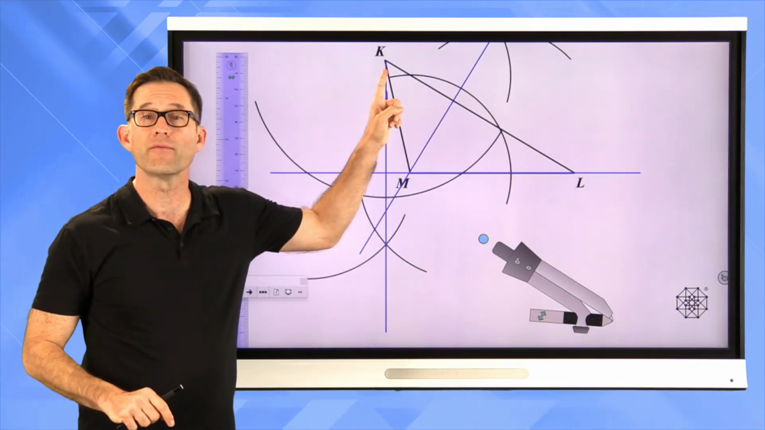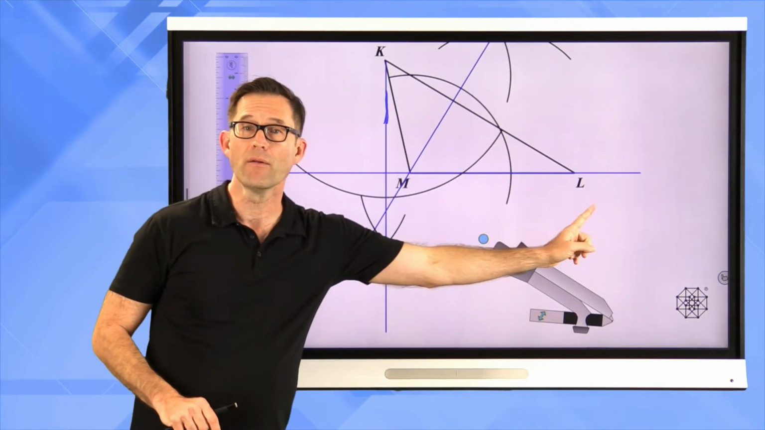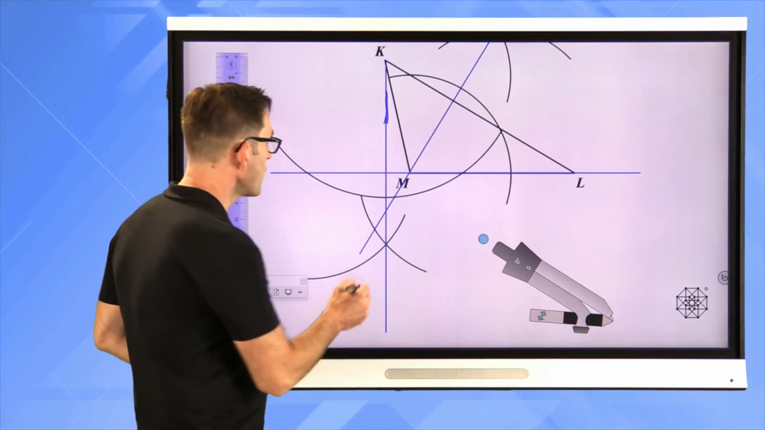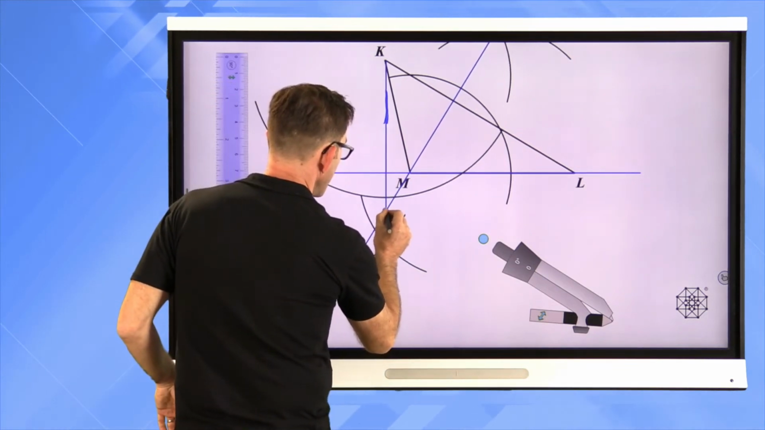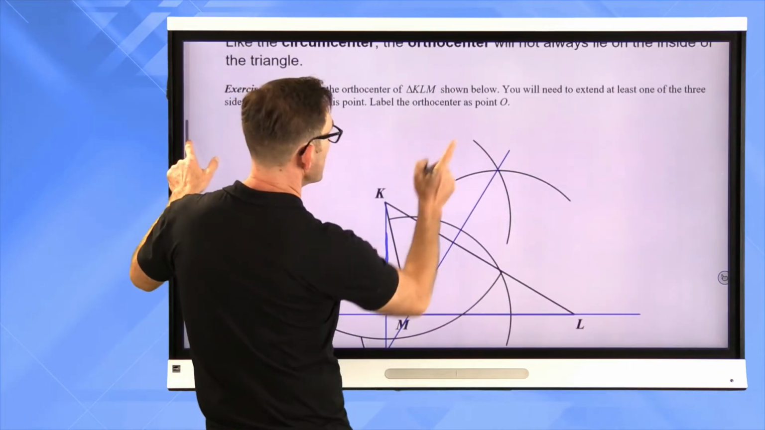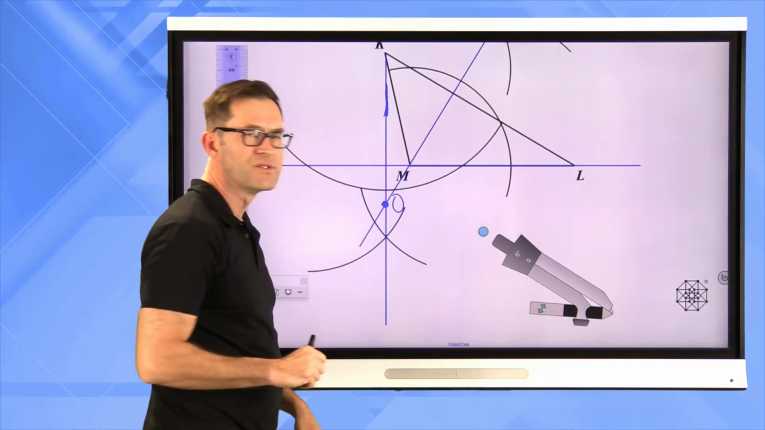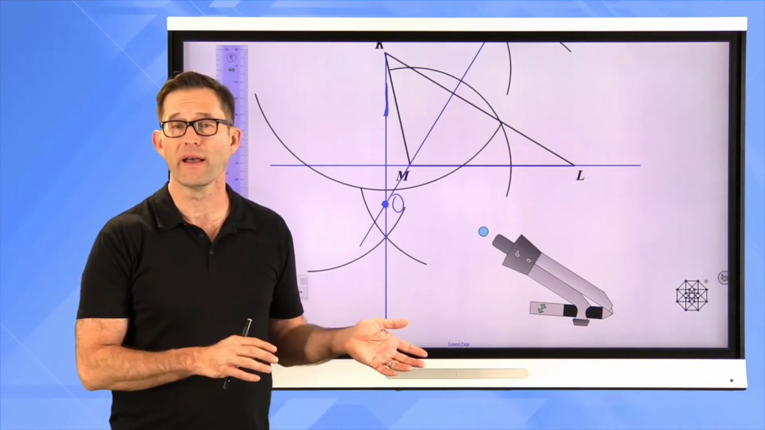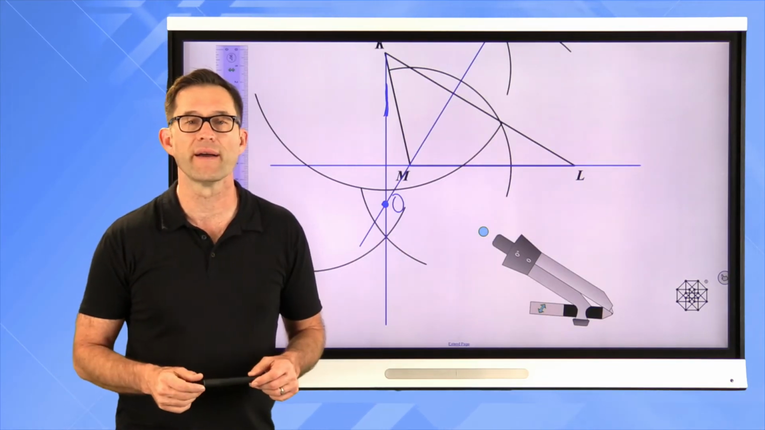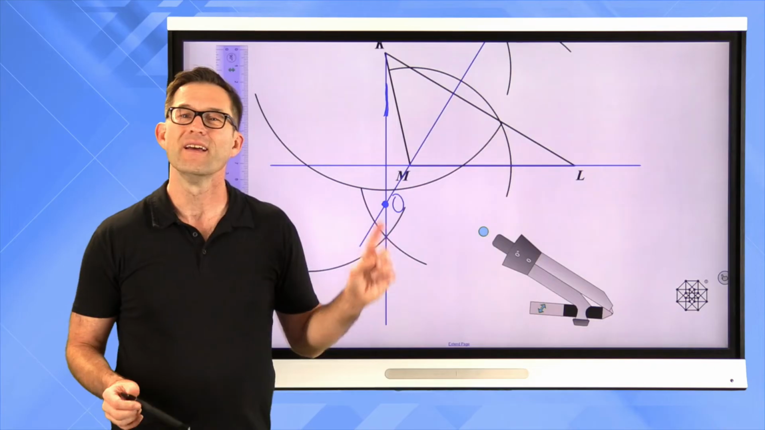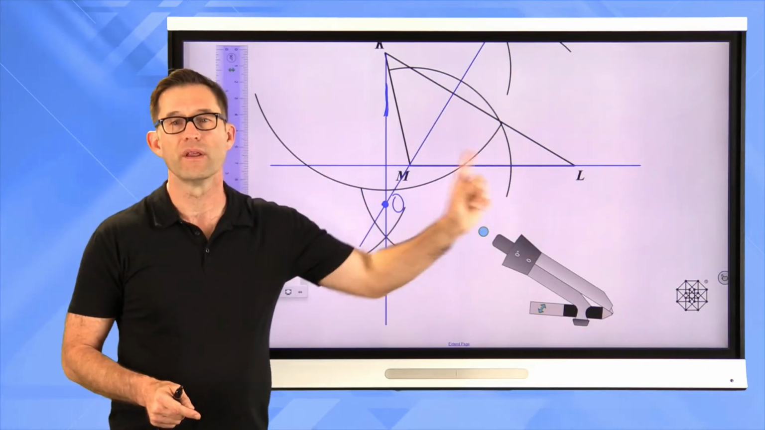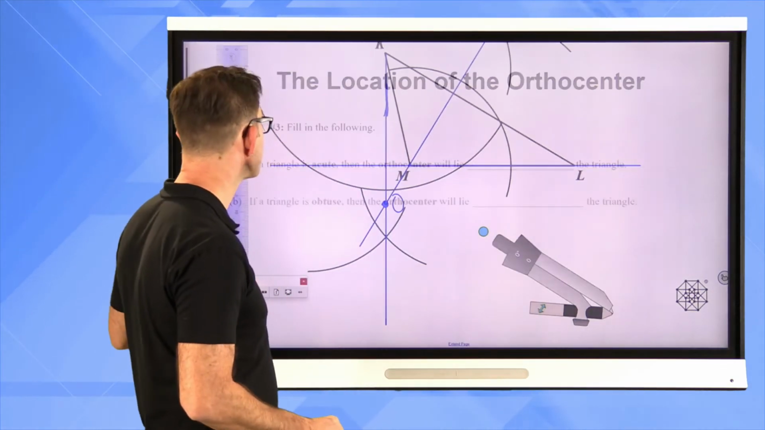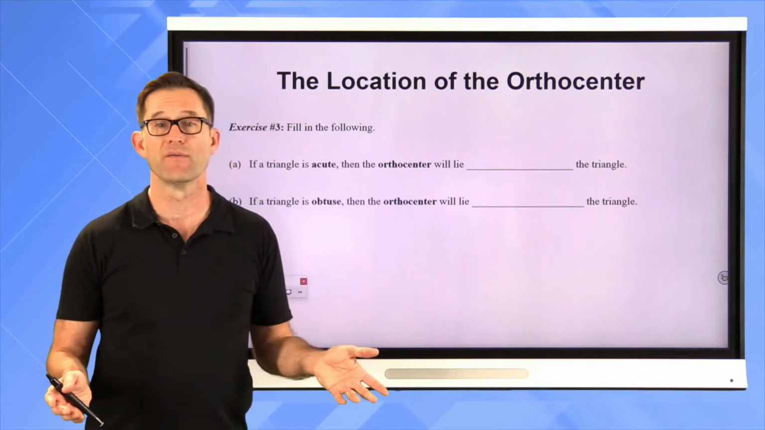So I have an altitude drawn from K, perpendicular to side ML, and I've drawn that altitude from M, perpendicular to side KL, and where those two altitudes intersect is my orthocenter, which I think they said label as point O. So that's one of the trickier things about finding the orthocenter, is that if the triangle's acute, like in our last situation, we don't have to extend any of the sides in order to construct the altitude. In this case, we have to. In obtuse triangles, we have to do that. All right. And of course, this brings us to something that's probably pretty obvious, the location of the orthocenter.